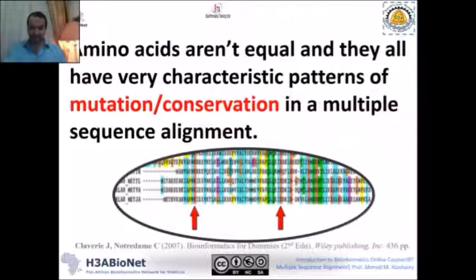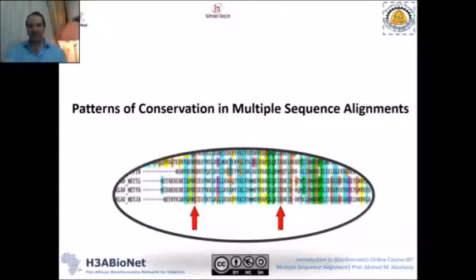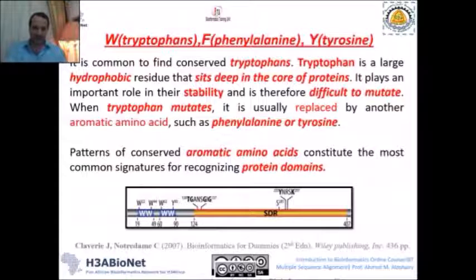Also, it's very important to know that amino acids are not equal, and they have a very characteristic pattern of mutation and conservation in multiple sequence alignment. We will take a look at patterns of conservation in the coming few slides. For example, tryptophan, phenylalanine, and tyrosine are usually set deep in the core of the protein. It is important for their role in stability, and of course they are difficult to mutate.